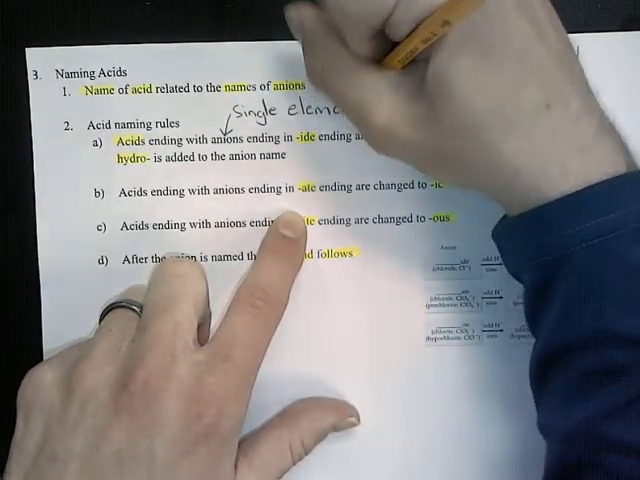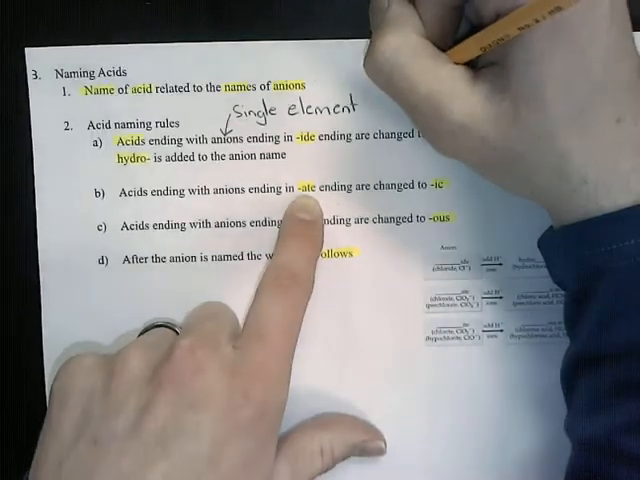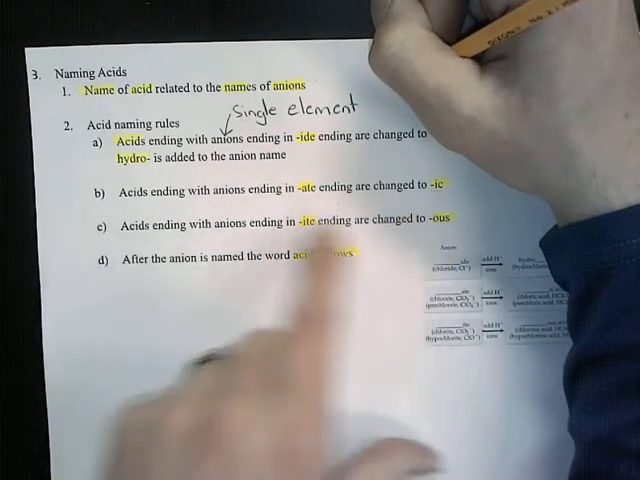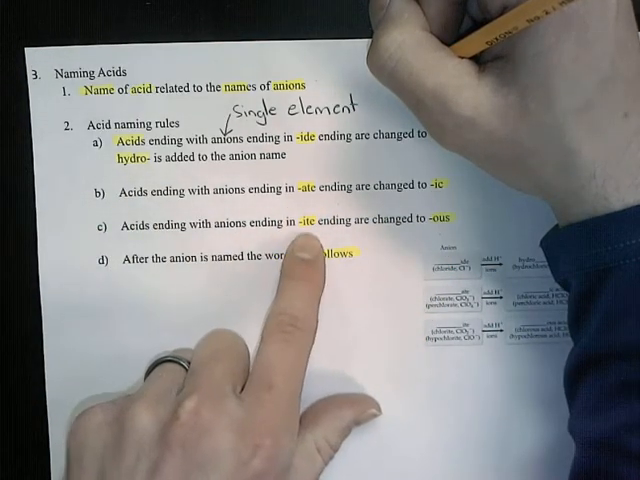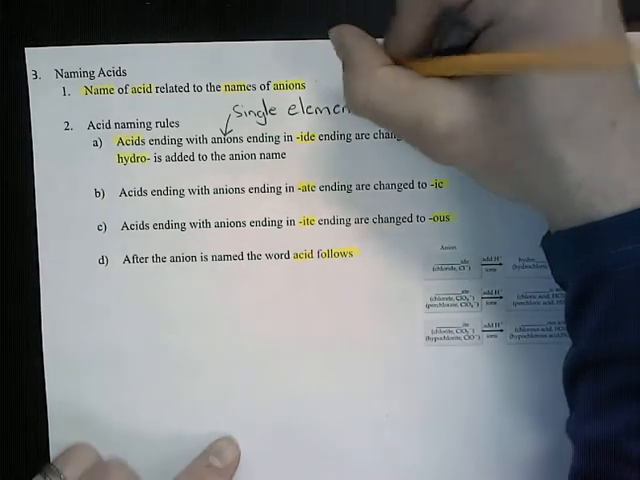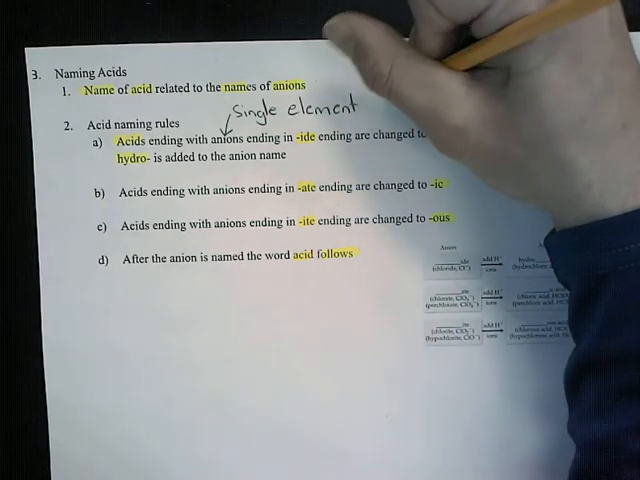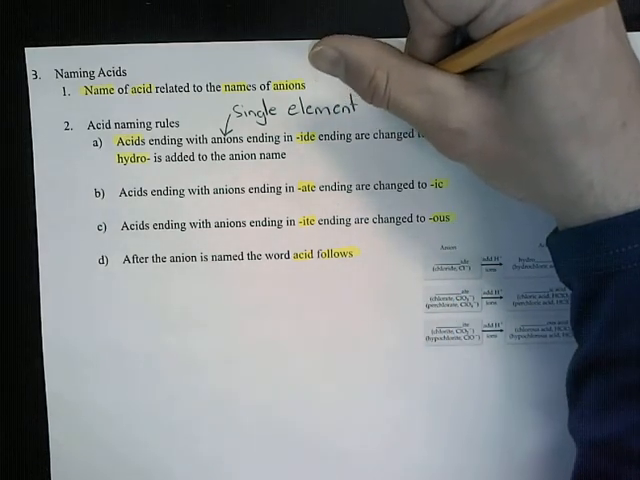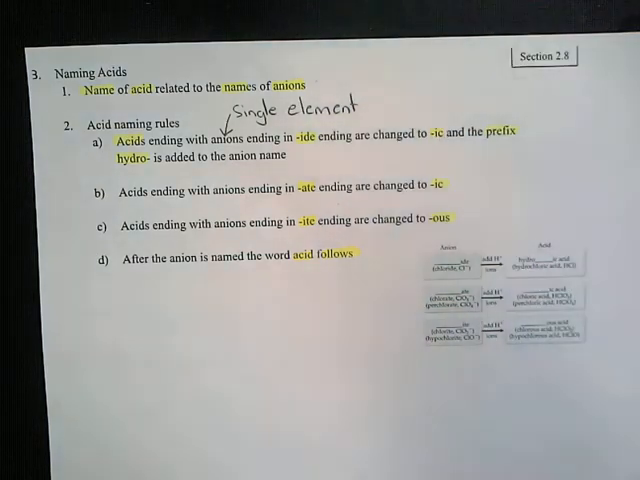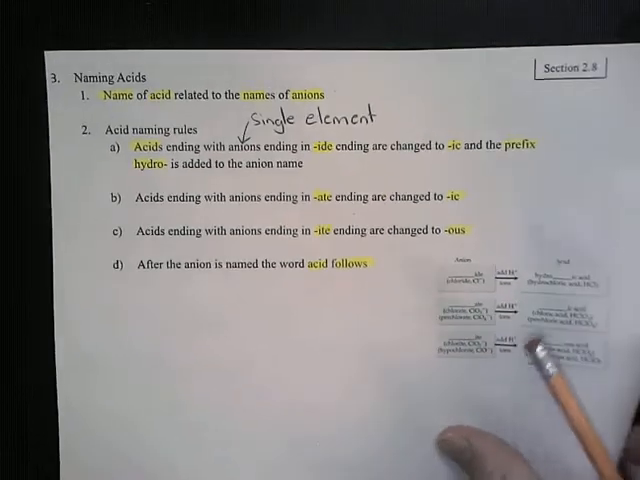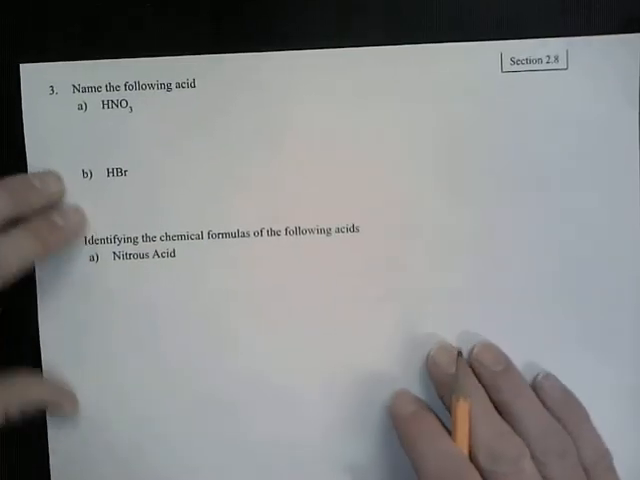If the polyatomic name ends in ate, you change it to ic. Notice there's no hydro. If it ends in ite, it changes to ous. Notice there's no hydro. And then you always make sure that you note that it's an acid by writing acid. So let's try this in our example.